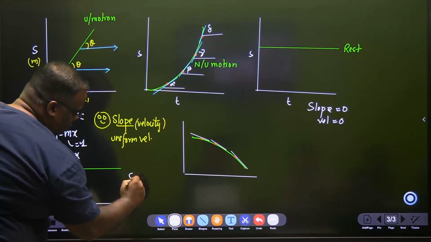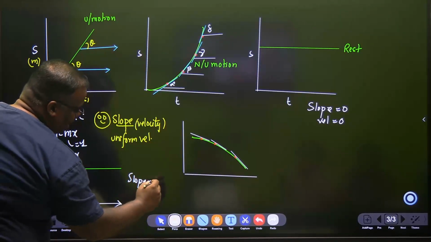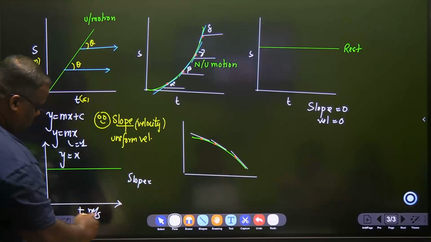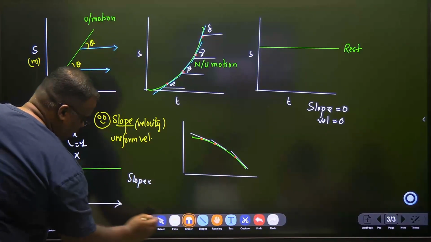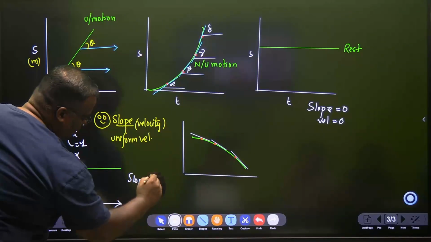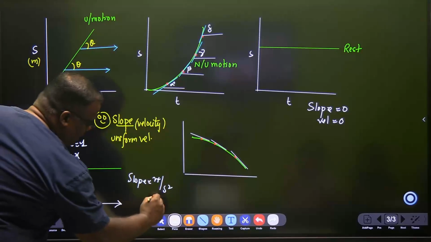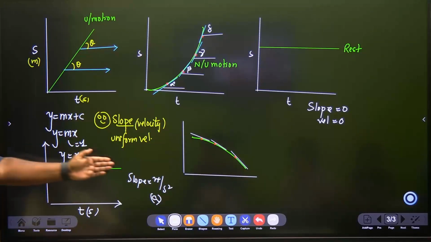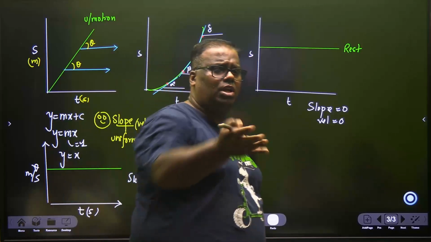And if we look at the slope of this graph, then what should be the slope? Time should be in seconds. Yeah, sorry. Sorry, bacha. Thank you. Time should be in seconds. So if you see, the slope is meter per second square, which is actually talking about acceleration. And the slope is 0. Because if my velocity is uniform, how can acceleration be born?